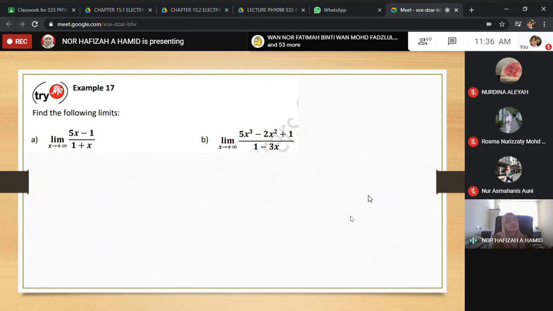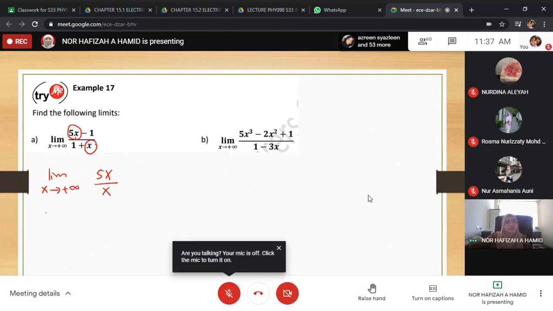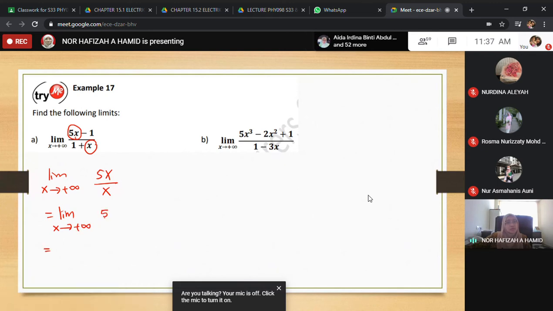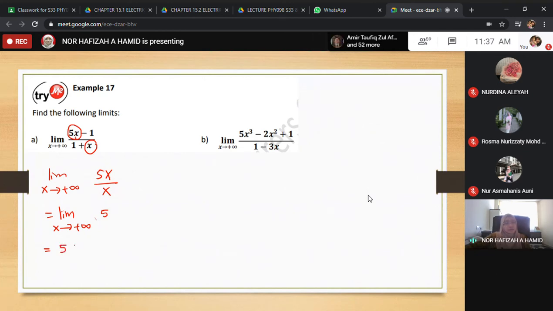Okay, so for example 17. Dia nak calculate limit as approach to infinity, function in terms of fraction. So you choose the highest degree for numerator, you have 5x, divide with x. Okay, so you simplify, so become 5. So based on constant rule, so kalau dia satu value je, so automatic function dia you akan dapat equal to 5 lah.